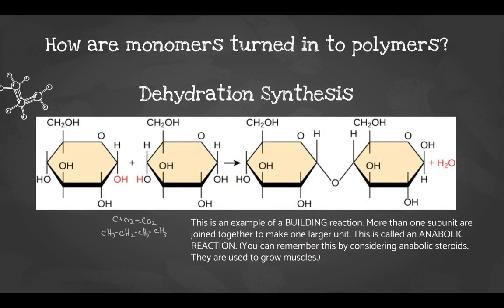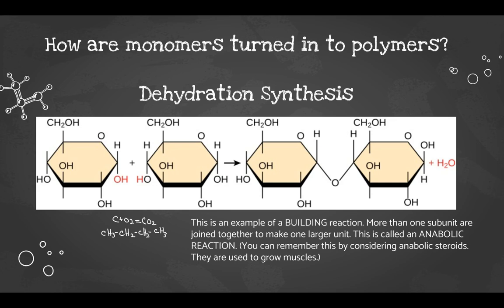Okay, so how are monomers turned into polymers? Let's break down the question. Monomer is one piece. How are a bunch of one little subunit pieces turned into one very large thing called a polymer? How do we take little pieces and turn them into one large thing? Okay, the reaction is called dehydration synthesis.